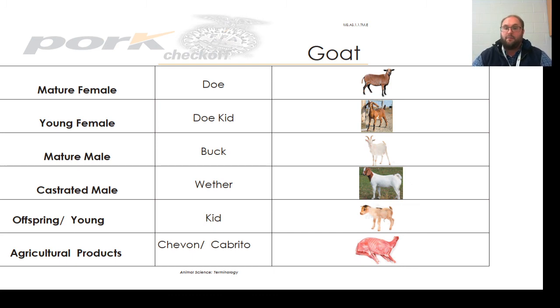A castrated male goat and a castrated male sheep share the same name, wether. Just like, hey, the weather is hot, but it is spelled differently, W-E-T-H-E-R. The offspring of a goat and the goat species is called a kid. And the agricultural product of goats is chevon or cabrito. Those are the two terms used to describe goat meat.